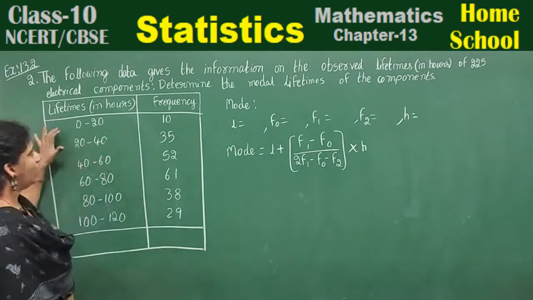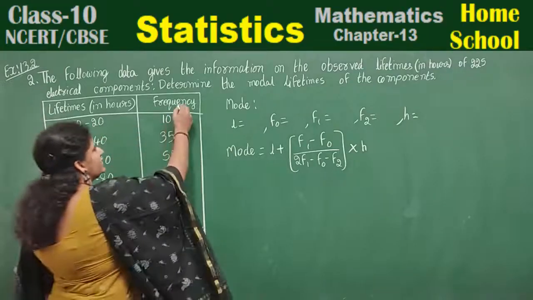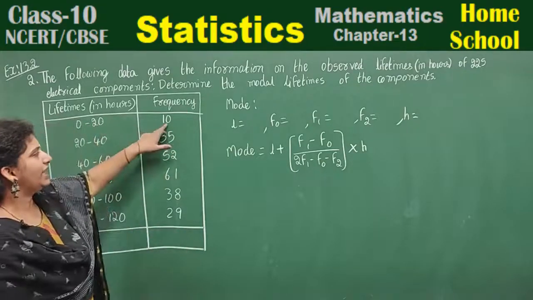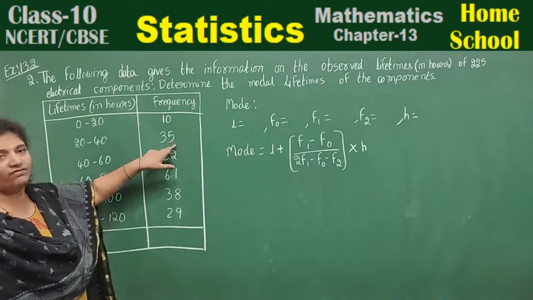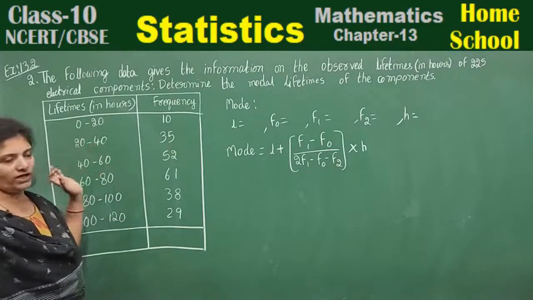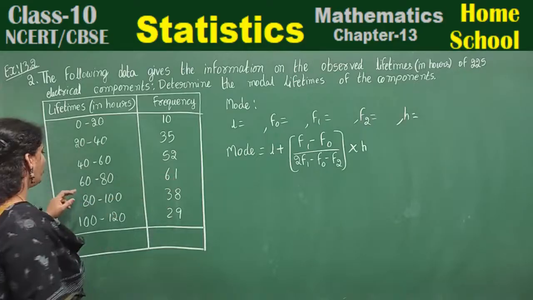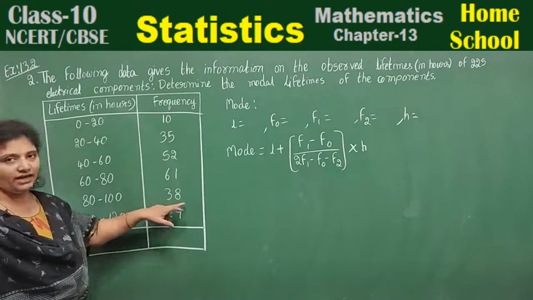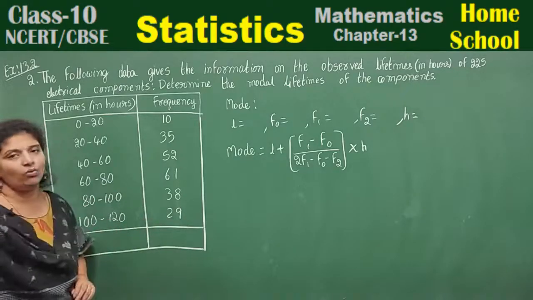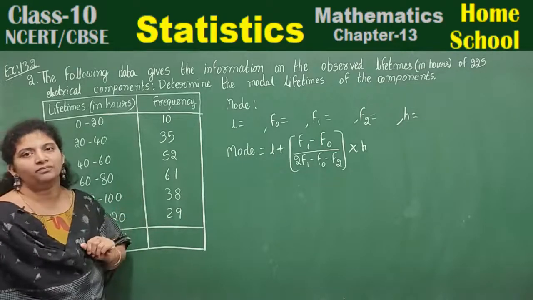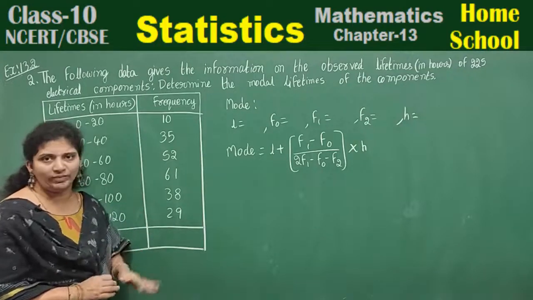Let's see the data. Lifetime in hours 0 to 20, frequency always F, right? 10 components, lifetime is 0 to 20 hours. 35 components, 20 to 40 hours. 52 components, 40 to 60 hours. 61 components, 60 to 80 hours. 38 components, 80 to 100 hours. 29 components, 100 to 120 hours is the given data. Now, they asked only for mode, there is no mean here.